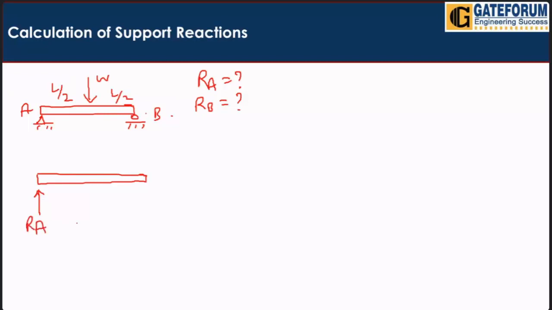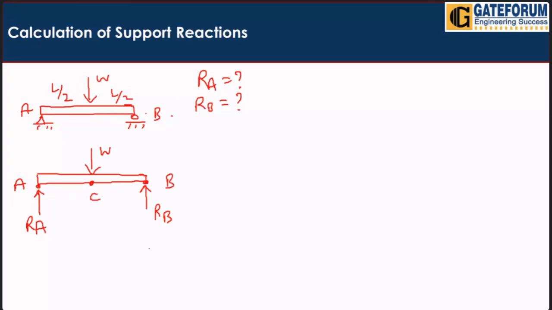Then this is the hinge point. For a hinge, you have two support reactions, RX and RY. Since there is no load acting in this direction, remove RX because it will be 0. And here we have RB due to the roller, and the point load acting here. So this point is A, this point is B, and the load is acting at point C.